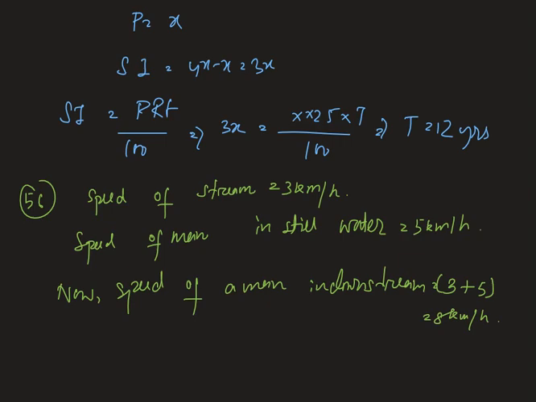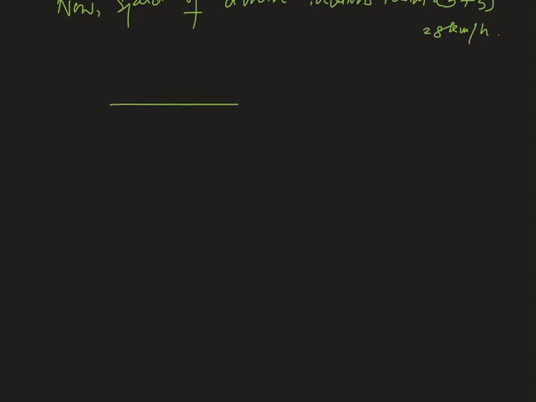We can think of it in this way. Suppose this is the speed of stream, 3 km per hour, and this is the speed of a man in still water, which is 5 km per hour. Now if the stream is running and the man is in the river or in any water body, then the speed of the man in downstream becomes the speed of the man itself plus the speed of the stream. Therefore, we have to add these two speeds. Hence, we get 8 km per hour.